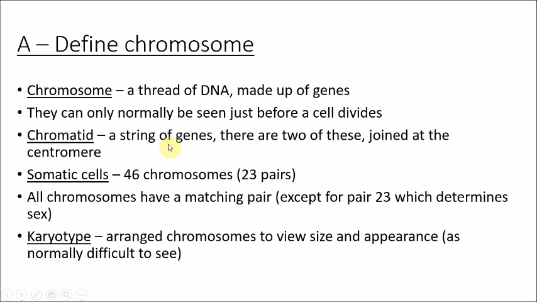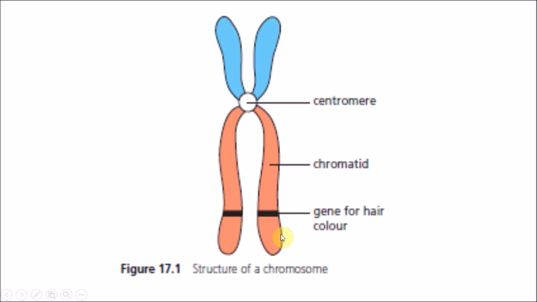First thing we look at is a chromosome. Now, a chromosome is here. This is a chromosome. It's made of two chromatids. Chromatids are joined together with a centromere. Now, a chromosome is just a strand of DNA, and all it's done is it's coiled up.